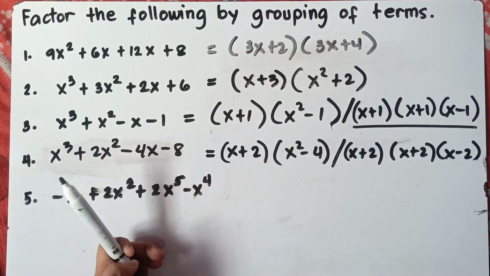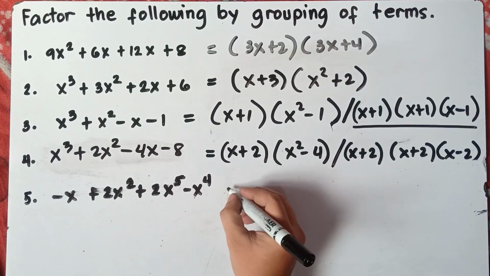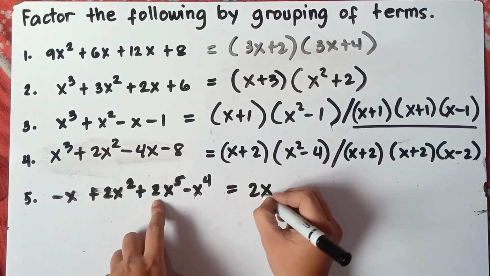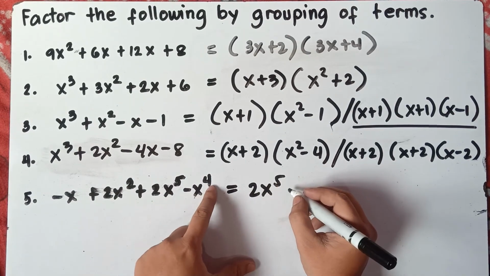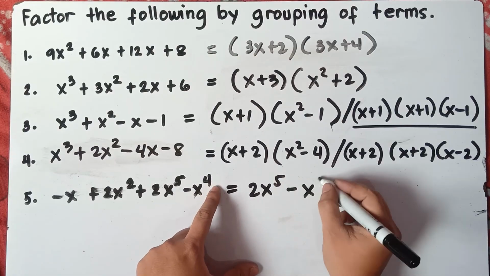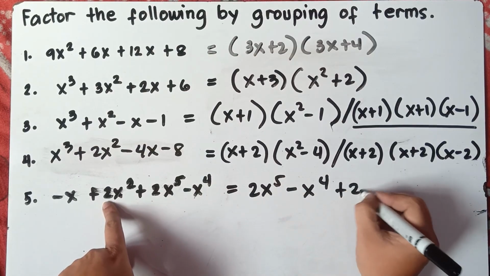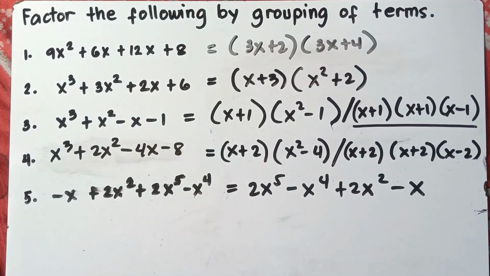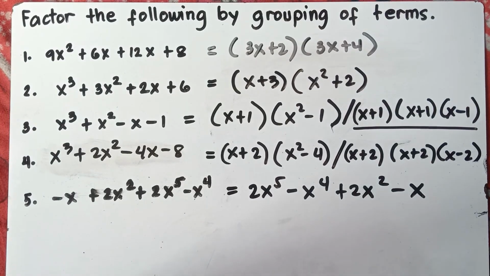So once again, you try number 5, class. So let me just arrange this one. This will be 2x raised to the power of 5, then x raised to the power of 4 plus 2x squared, then minus x. You try this one, class, and you put your answer in the comment section down below with regards to number 5, because our time is already 30 plus minutes.